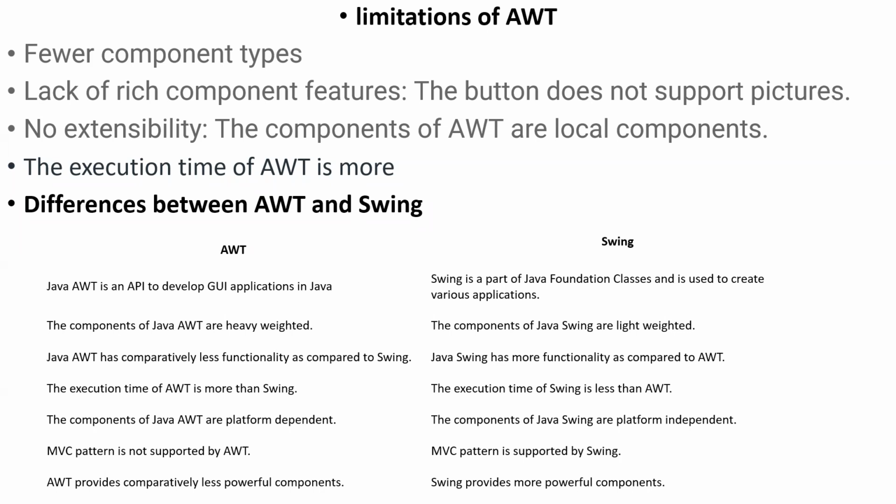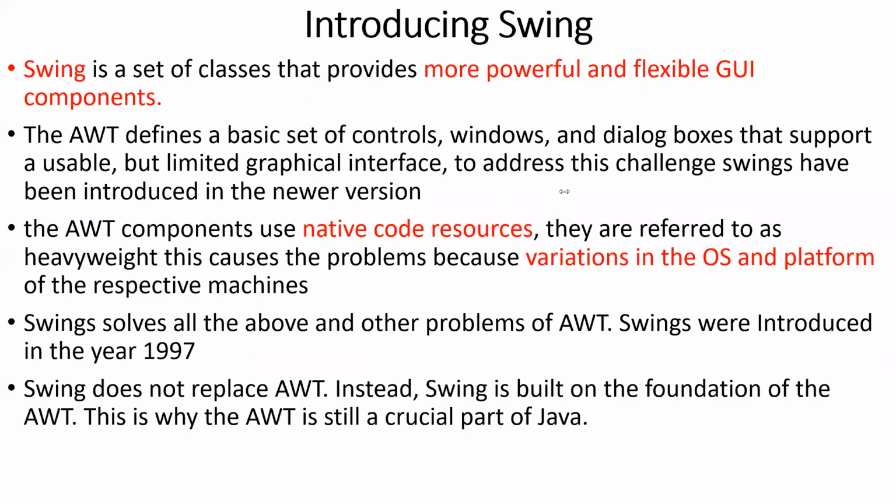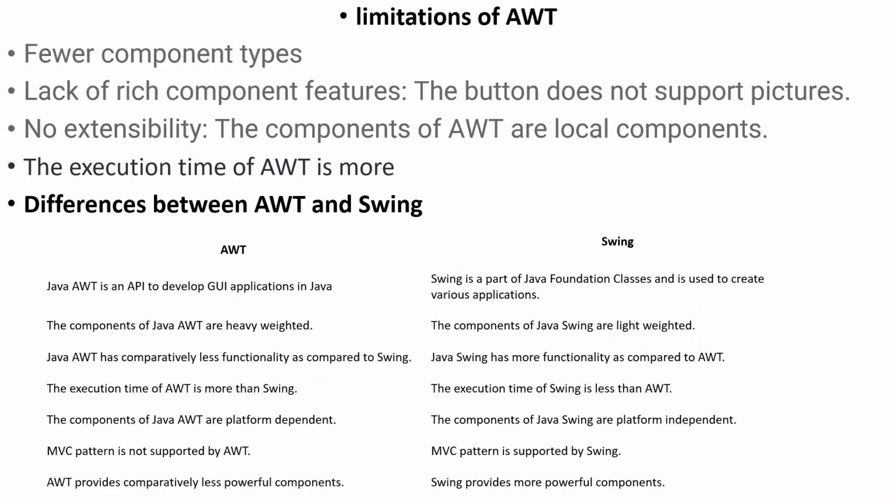That is the thing you should know. See, Swing is a collection of classes. That's what I showed in the previous slide. First point, Swing is a set of classes that provides more powerful and flexible GUI components. Another thing is it has been invented to overcome the problems of AWT, because AWT is platform dependent.